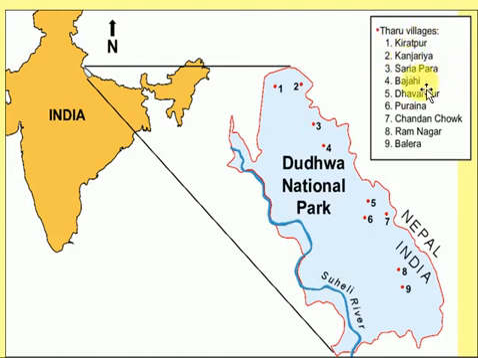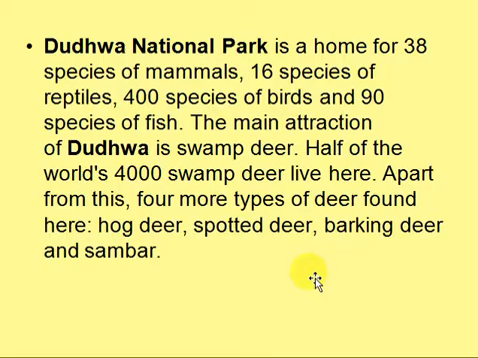So you have Kirtarpur, Kanjaria, Sariapara, Baja, Dhawanpur, Purnia, Shan Chowk, Chandan Chowk, Ramnagar, Balera. These are some of the villages present. So the Dudhwa National Park is a home for 38 species of mammals, 16 species of reptiles, 400 species of birds, and 90 species of fish.